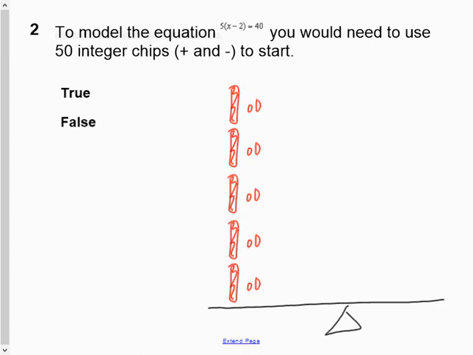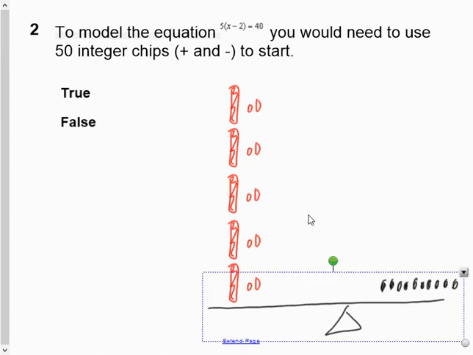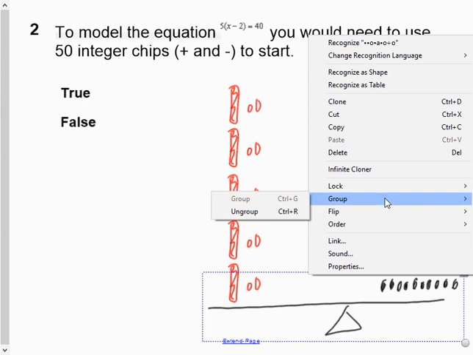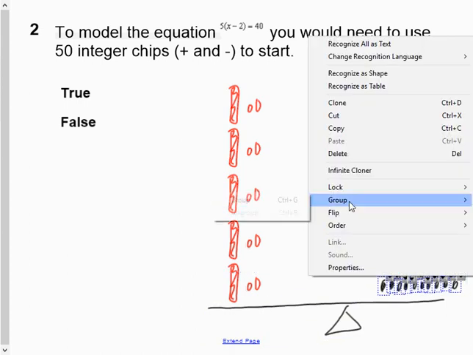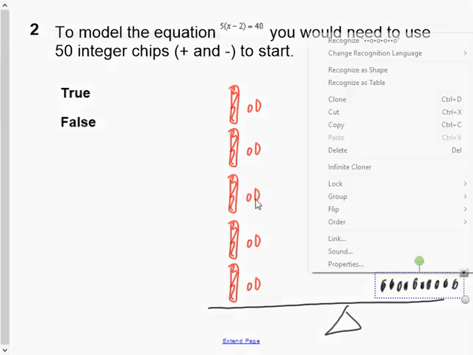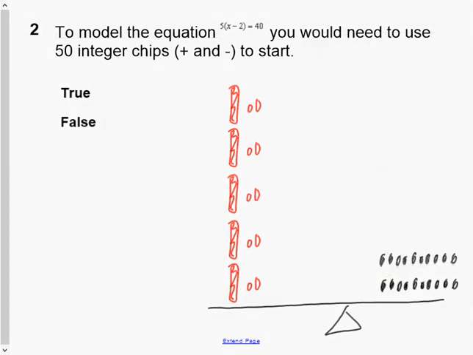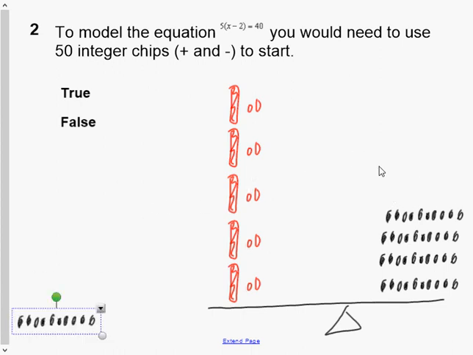Now watch this. Positive 40. 1, 2, 3, 4, 6, 7, 8, 9, 10. There's 10 of them there. Oh, hang on. Group, ungroup. Take these, group them together. That's 10. That's 20. That's 30. That's 40. That's 50. That's 40. Sorry, I don't need this one. Throw that one away.